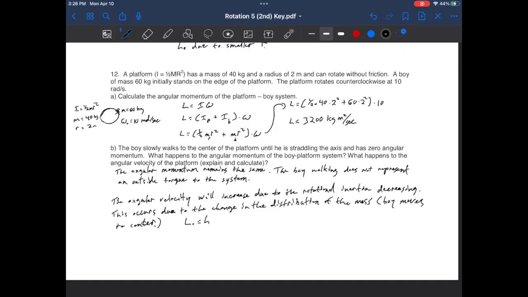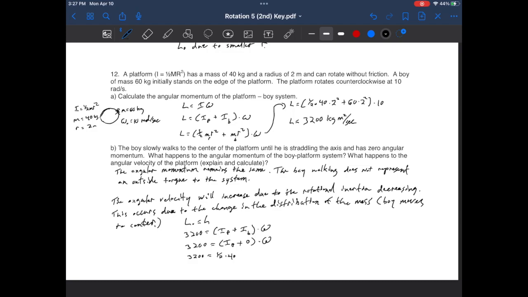Well, if 3,200 is equal to the final angular momentum, we can say that the rotational inertia of the platform plus the rotational inertia of the boy times omega is equal to 3,200. Now the rotational inertia of the platform is 1/2 mr squared, and the rotational inertia of the boy is mr squared. Now if he's standing at the center, what's his r? It's 0, isn't it? So does the boy have a rotational inertia? No, he does not. So that means the 3,200 is equal to 1/2 mr squared from the platform times omega.